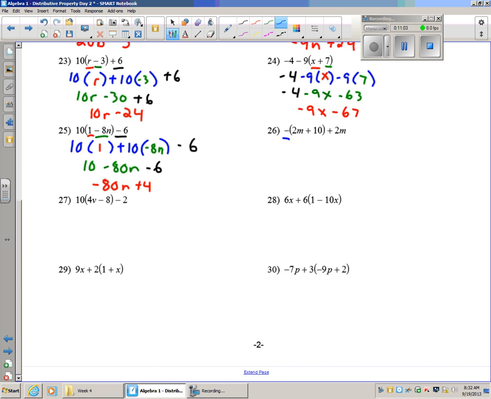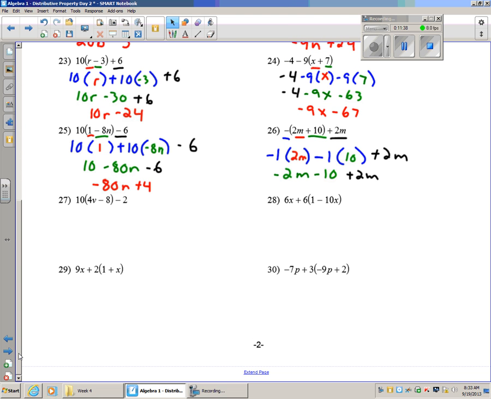Number 26, this is negative 1 that's being distributed to two different things. And the 2m just drops down. The first term being 2m, and the second term being 10. Negative 1 times 2m is negative 2m. Negative 1 times 10 is negative 10. And the 2m just drops down. List your letters first. So negative 2m and positive 2m, well, that's 0. So the only thing left in this problem is negative 10.